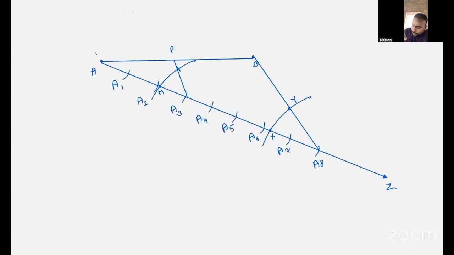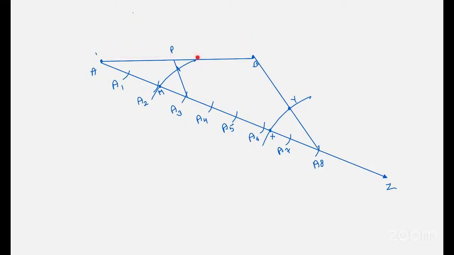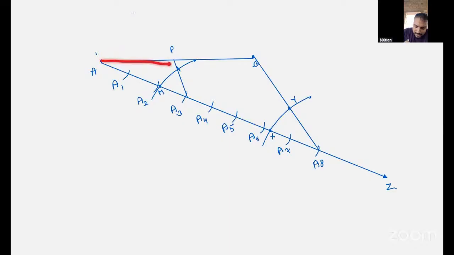What should we find now? We have this construction, and we have to measure AP and then PB. This AB is 8 centimeter, and we got the point P on the line segment AB. Then we have to measure AP and PB and find out how many centimeters each is.